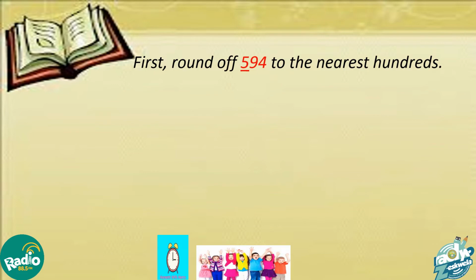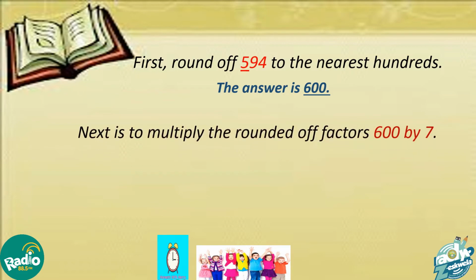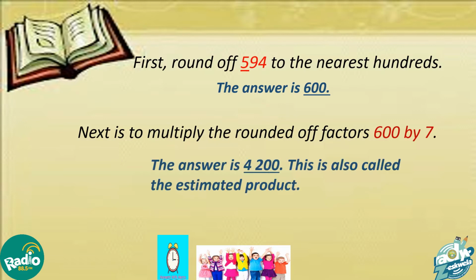First, let us round off 594 to the nearest hundreds. What will be the answer? You're right. The answer is 600. Next is to multiply the rounded off factors. 600 by 7. What is the answer? Awesome! The answer is 4,200. And this is also called the estimated product.